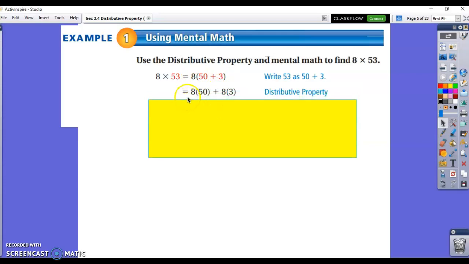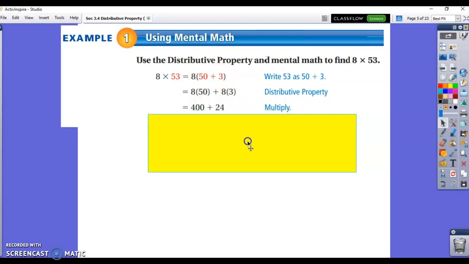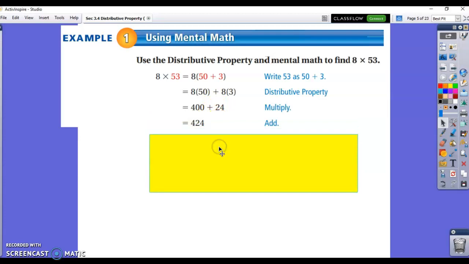And this is what that would look like. 8 times 50 plus 8 times 3. That's what you're doing with distributive properties. You're distributing the 8 to both numbers inside that parentheses. And then we're going to figure out that 8 times 50 is 400, and 8 times 3 is 24. And then we just simply add those two together, and we have our answer.